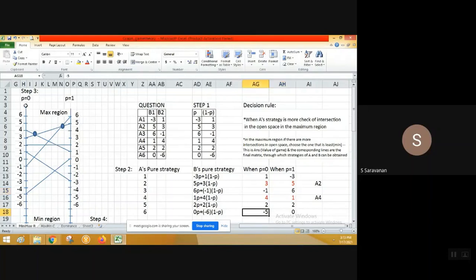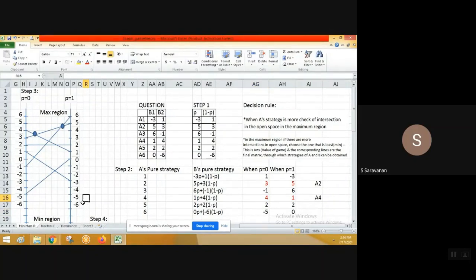Now just draw two lines. If you have graph paper, fine; if it is not available, just use a scale with 1 centimeter apart, and you can draw. See here, the maximum is 6 and the minimum is minus 5. Actually, there is no need of minus 6 here, I have just written it. So from 6 to minus 5.